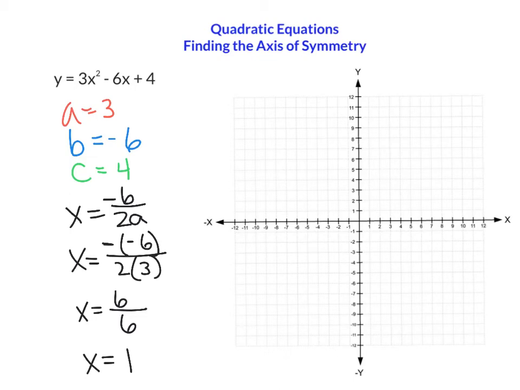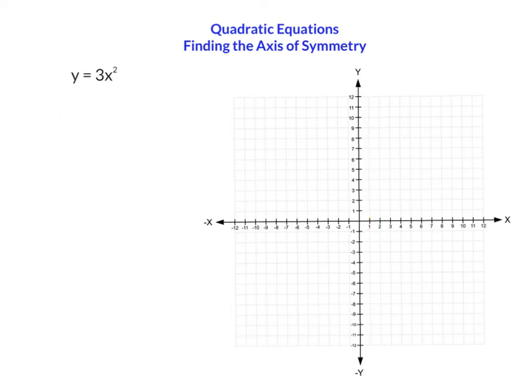So that means my axis of symmetry is going to be represented by the line x equals 1. So I go over here to my graph and I can draw a dashed line where x equals 1, and that will serve as my axis of symmetry. All right, one more example.